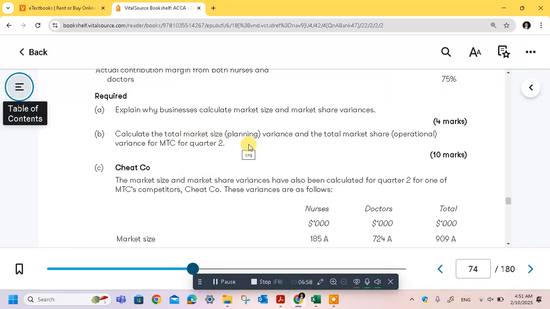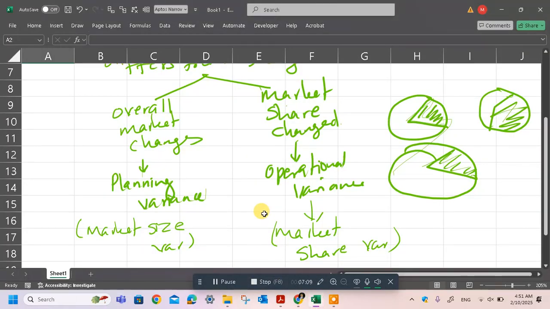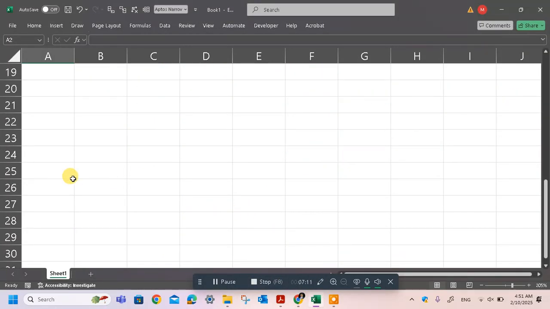Calculate the total market size and market share variance for MTC. Why they say total is there are 2 products. So one by one we will find it and we will add them to find market size and market share variance. I will tell you the easy way to remember the formula. First, understand the sales volume variance formula.